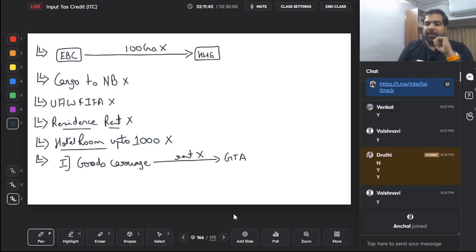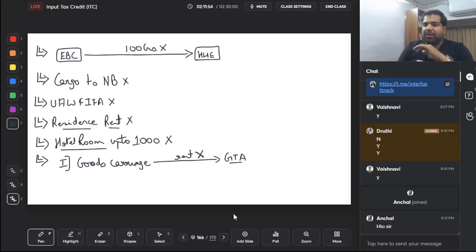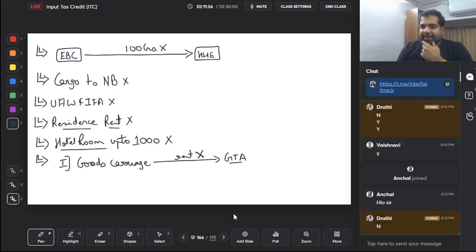I repeat, guys, imagine you have a truck which is lying around with you and you want to rent it to a goods transport agency like some Jai Ambe goods transport agency. Then in that case, guys, will you charge them rent? Yes. But will you charge them GST? No, no GST. Hello Achal.